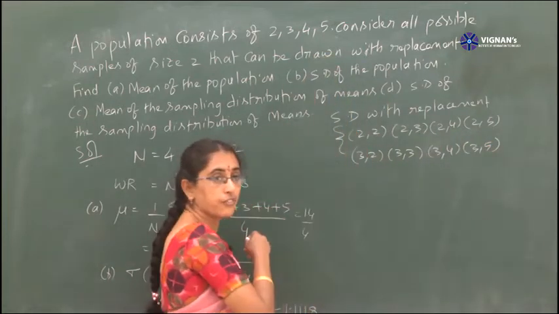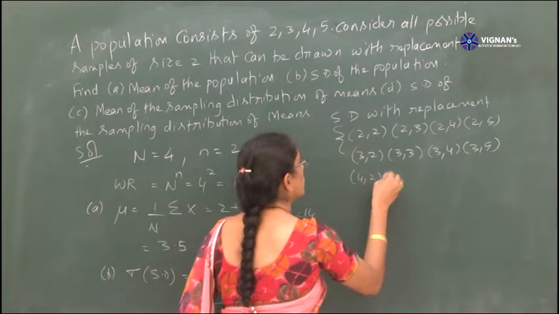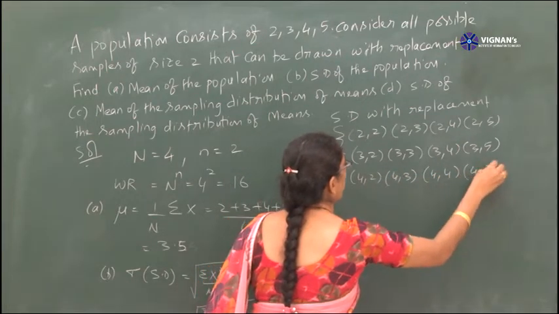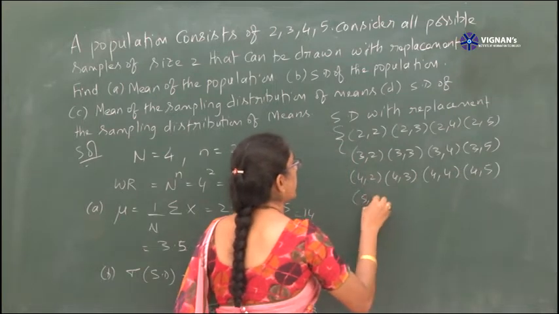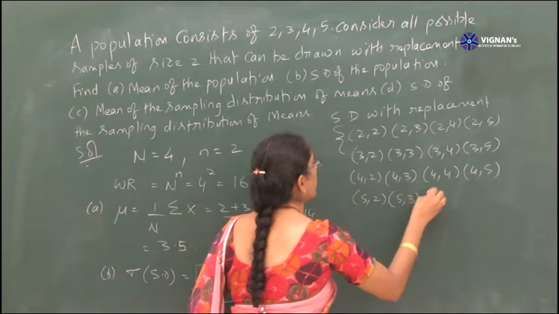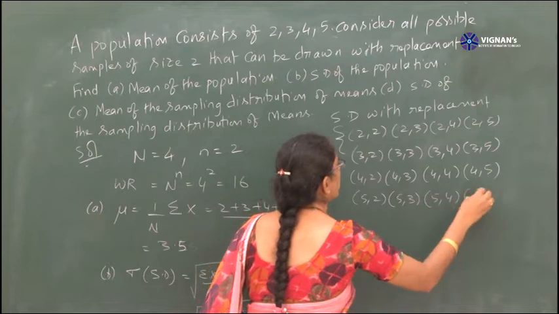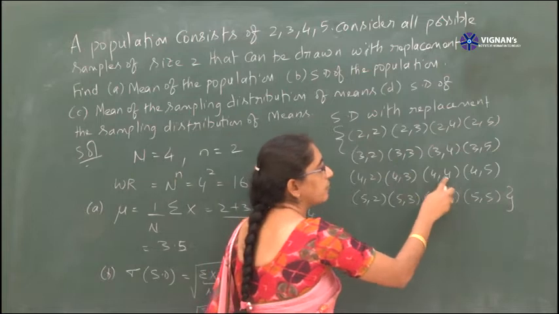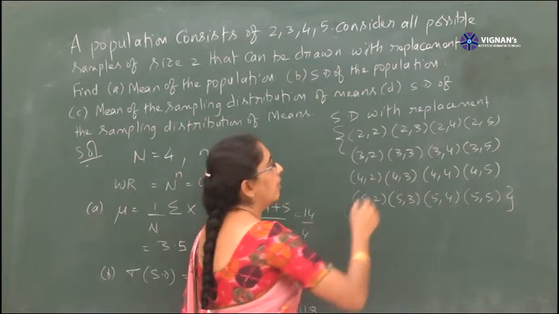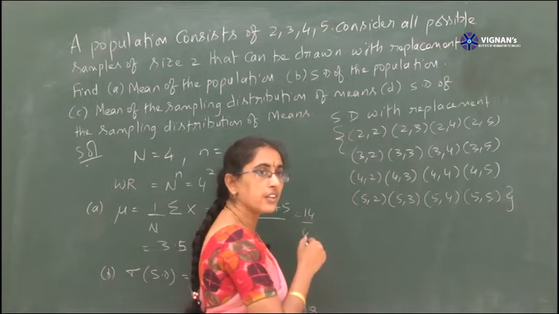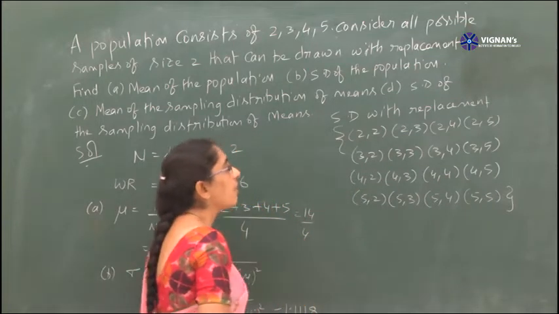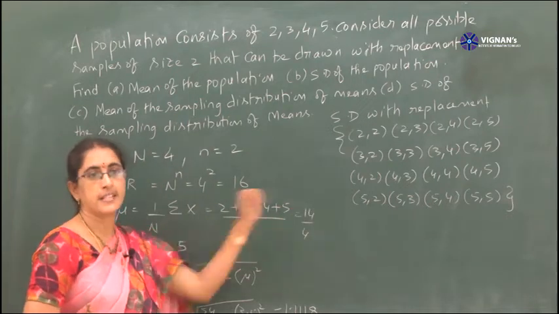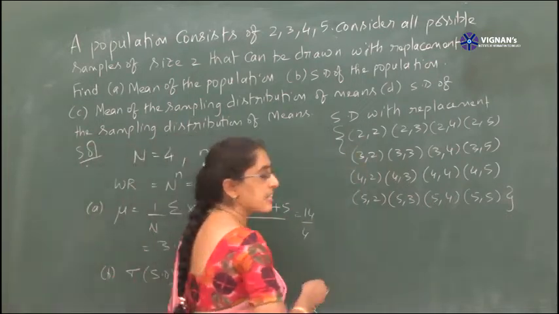Similarly, starting with 4, so 4 2, 4 3, 4 4 and 4 5. And starting with 5, 5 2, 5 3, 5 4 and 5 5. With replacement means 2 2, 3 3, 4 4, 5 5, and also 2 3, 3 3 are with replacement only. Now we have to find the mean of the sampling distribution of means. So we have to find the first sample means.